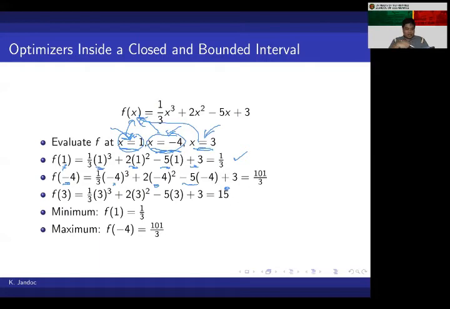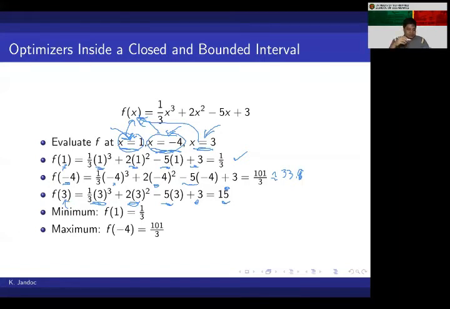And then if you substitute the point x equals 3, you have 1/3 times 3 cubed plus 2 times 3 squared minus 5 times 3 plus 3. This will be equal to 15. Okay? So this is roughly around 33.8. I may be wrong, but it's just an approximation.